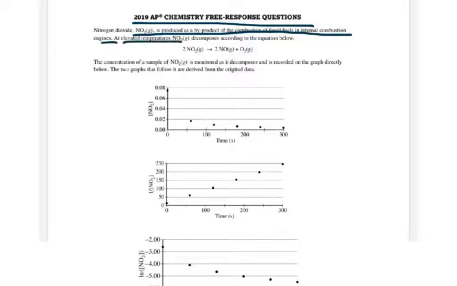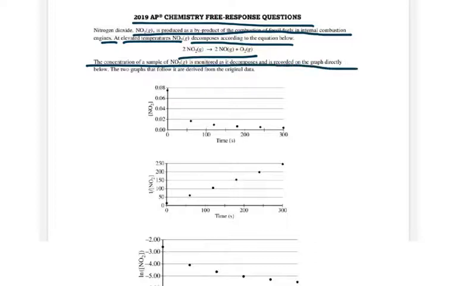Nitrogen dioxide, NO2, is produced as a byproduct of the combustion of fossil fuels in internal combustion engines. At elevated temperatures, NO2 decomposes according to the reaction below: 2NO2 becomes 2NO plus O2. The concentration of a sample of NO2 is monitored as it decomposes and is recorded on the graph directly below. The two graphs that follow are derived from the original data.